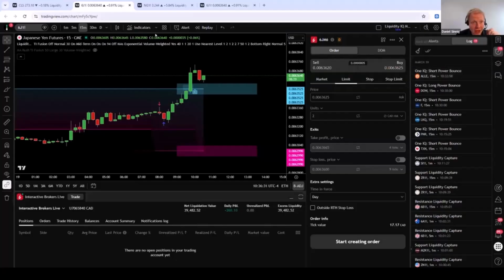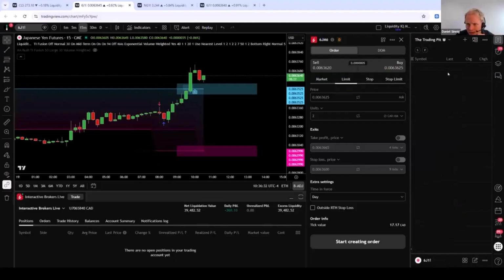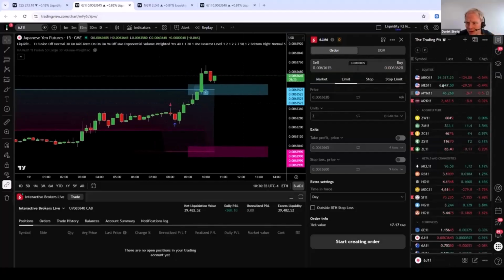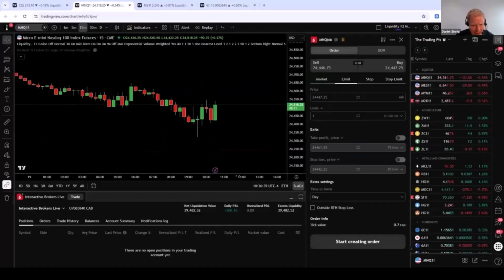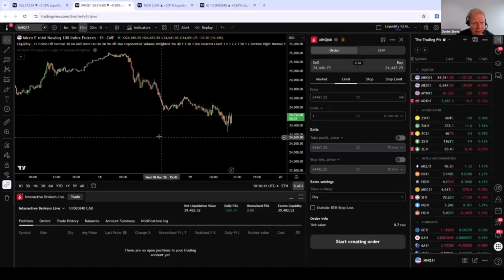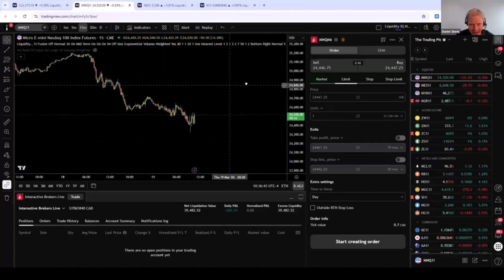But before we do, I'm going to show you some of the symbols that we could trade today. Let's start with the Nasdaq futures. What do we see here? All right, so this is the MNQ, the micro Nasdaq futures. My indicator is on the chart.